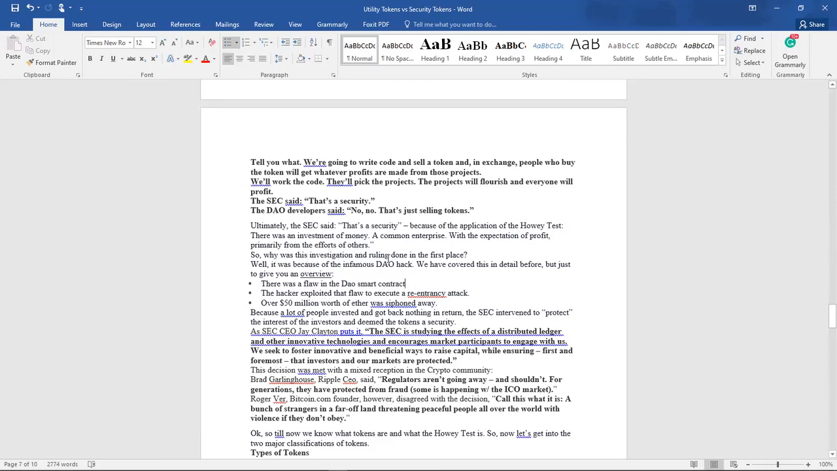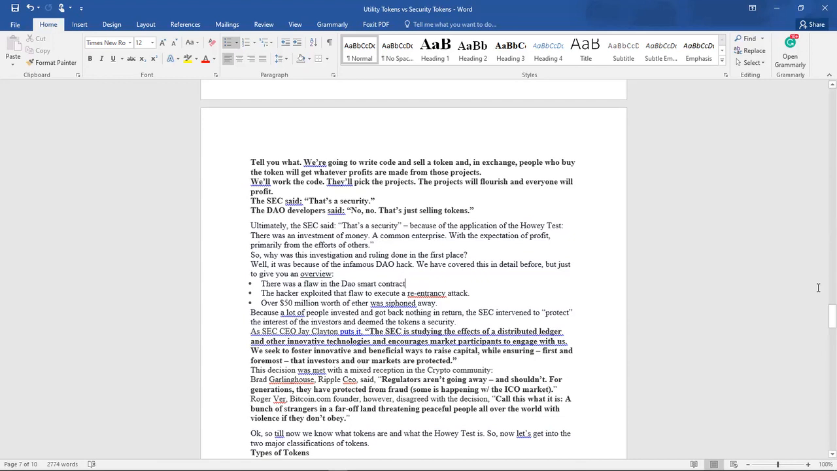So why was this investigation and ruling done in the first place? Well, it was because of the infamous DAO hack. We have covered this in detail before, but just to give an overview, there was a flaw in the DAO smart contract. The hacker exploited the flaw to execute a reentrancy attack, and over $50 million worth of ETH was siphoned away. You can read more about this.